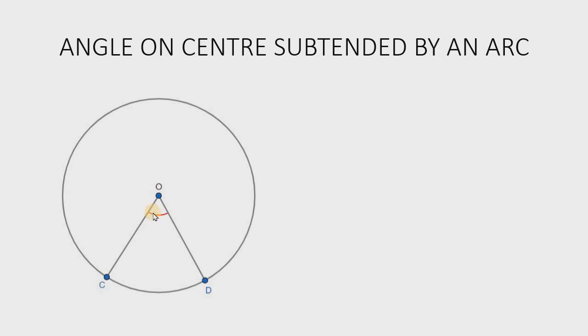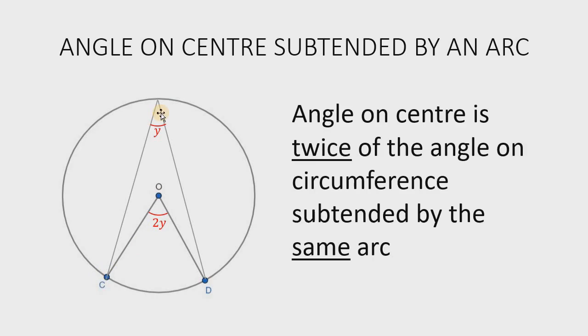If you have an angle on center subtended by an arc CD, and I draw another angle using the arc CD also on circumference, the angle on circumference and the angle on center are sharing the same arc. So the angle on center will be twice the angle on circumference. The angle on center is twice the angle on circumference subtended by the same arc. If they are subtended by the same arc, the center is twice the circumference.